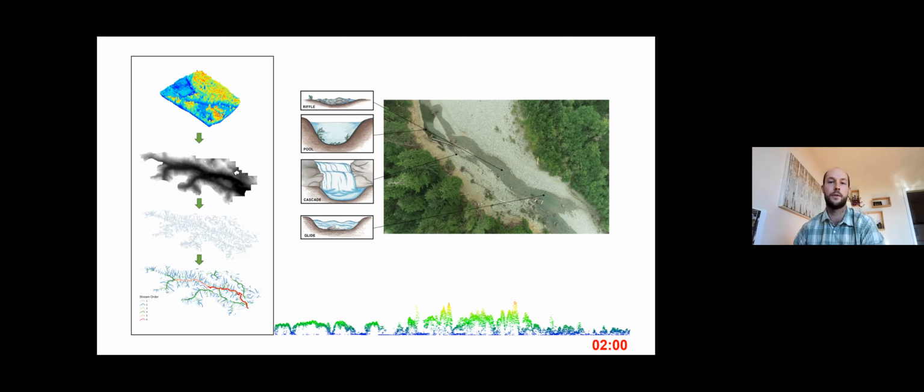LiDAR is an acronym for Light Detection and Ranging, a developing technology used by foresters in British Columbia for enhanced forestry inventories. A LiDAR sensor sends laser pulses to the ground and records the amount of time it takes for each pulse to return. Used in conjunction with an accurate GPS, this technology is able to generate accurate three-dimensional point clouds of both vegetation and sub-canopy terrain, as seen in the top left corner of my slide.